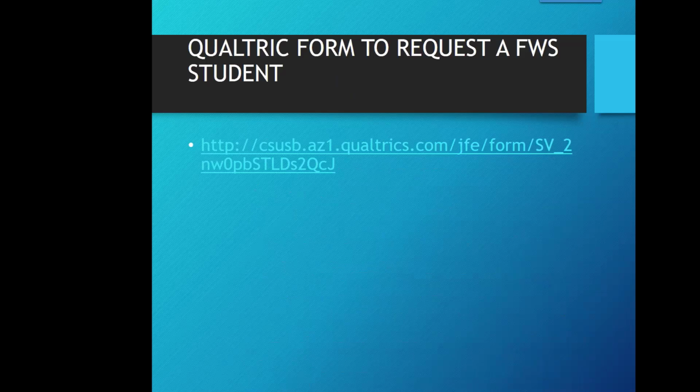Okay, so next I am going to turn it over to Sarah to provide you an example of how to request a work study student. This is the direct link, but it is also available on the financial aid website under current or prospective students. It's like the first link under work study. They'll say request a work study student.